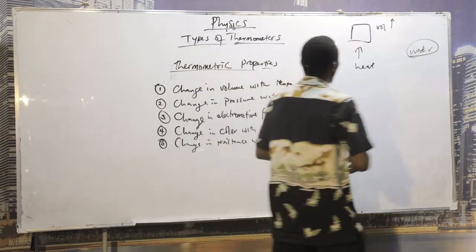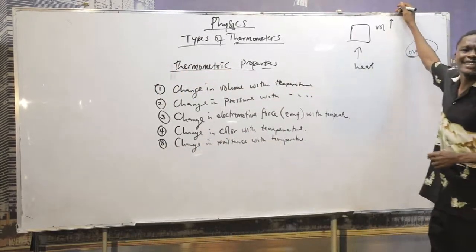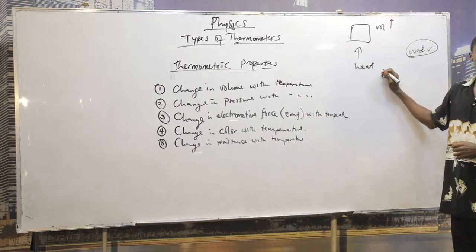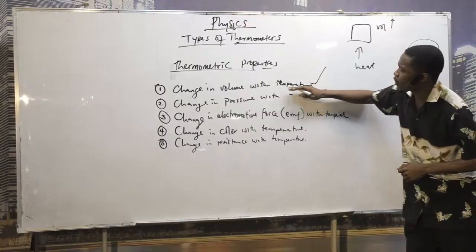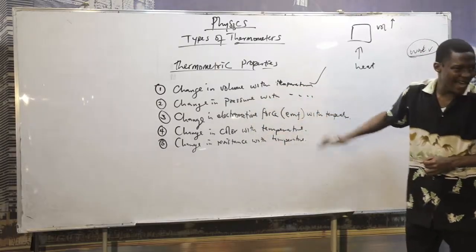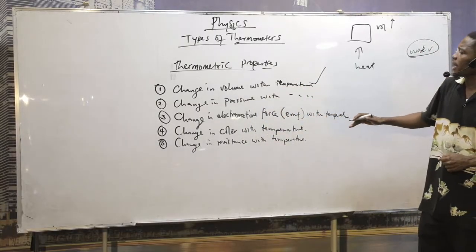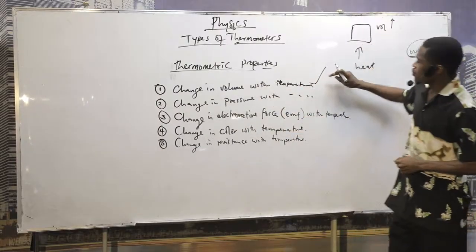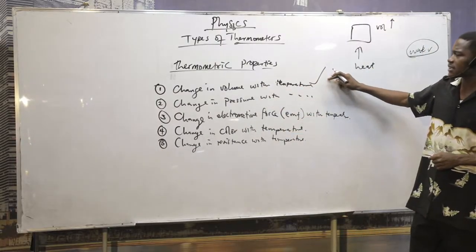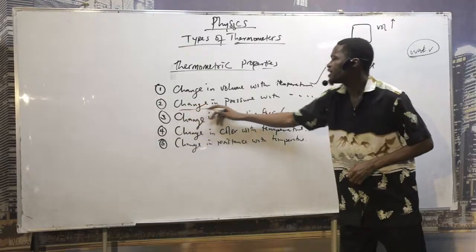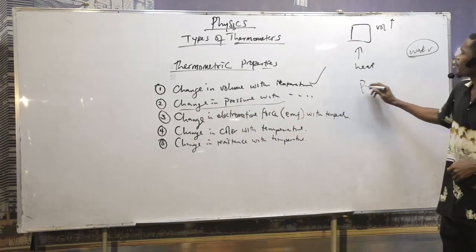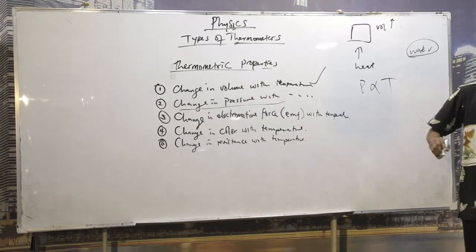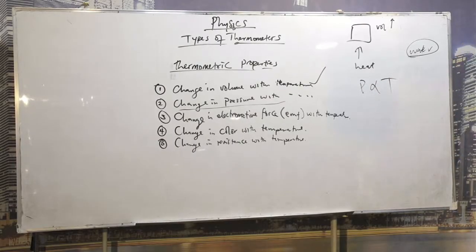So, when you heat a substance, the volume will increase. This is what happens. Okay? When we start talking about the types of thermometers, we're going to talk about all these properties. You will see the kind of thermometer that makes use of this. Then we also have change in pressure with temperature. Normally, pressure is directly proportional to temperature, especially for gases.